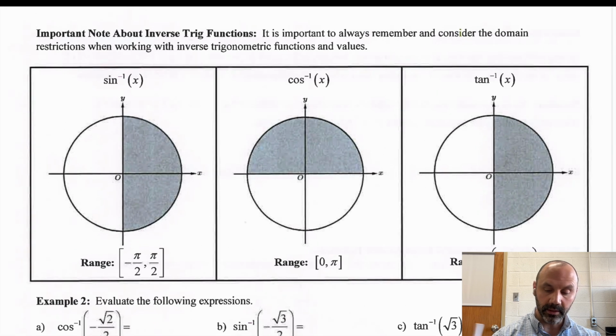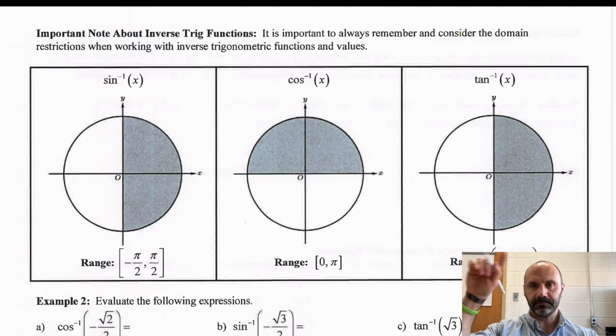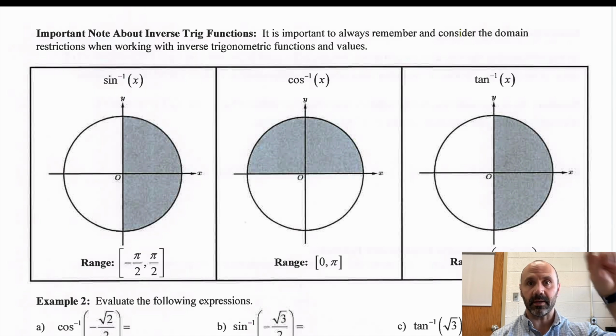When we look at that in the unit circle, here's the range that we're talking about. Inverse sine is the right side of the unit circle, quadrants 1 and 4. The restricted domain for the inverse cosine function is the top half, so 0 to pi. And again, tangent is negative pi over 2 to pi over 2, so quadrants 1 and 4 for that.